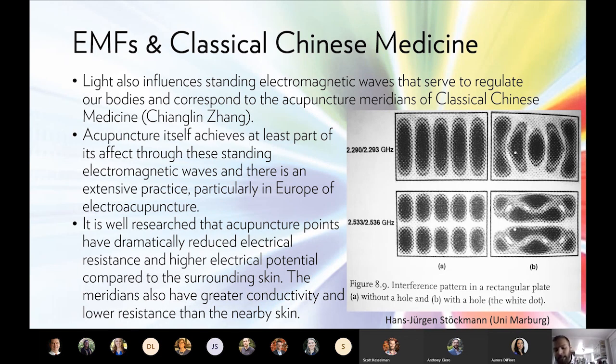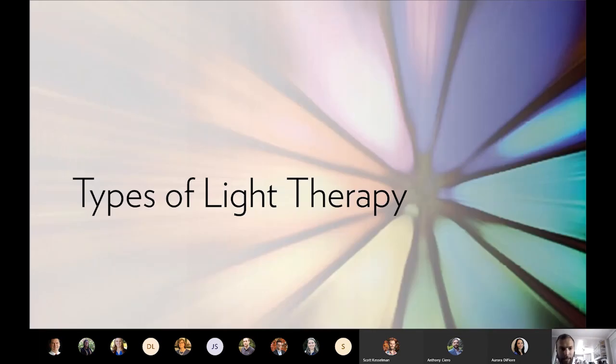If you're interested, I can tell you more about the book. That's Hans-Jürgen Stockmann, his research, and that's another Uni Marburg guy, the rectangular plate. Now we can get into light therapy.